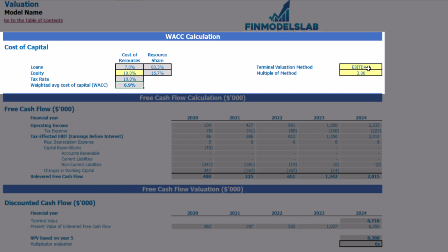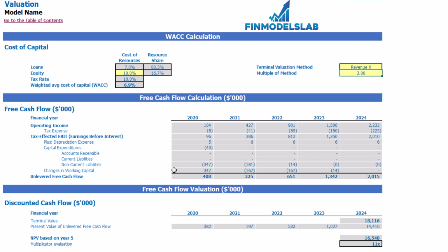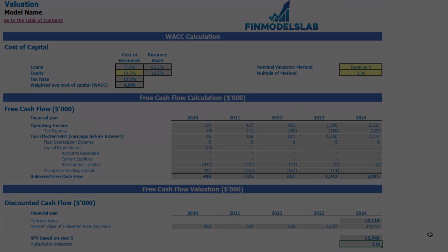In the valuation model, there are 2 valuation methods, which are EBITDA multiple and revenue multiple. You may select one of them, and below you may input the multiple of the method. Based on this information, we can see the terminal value, which is calculated on unlevered free cash flow. You may see the present value of unlevered free cash flow, NPV, and the multiplicator valuation for this particular company.